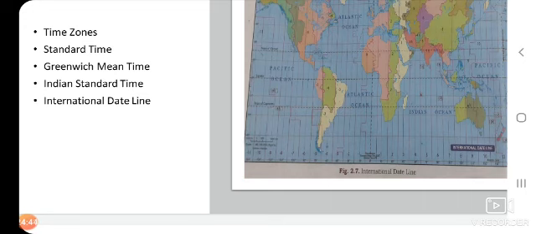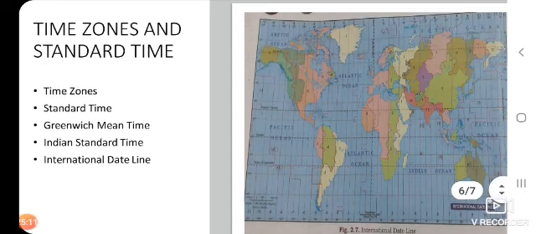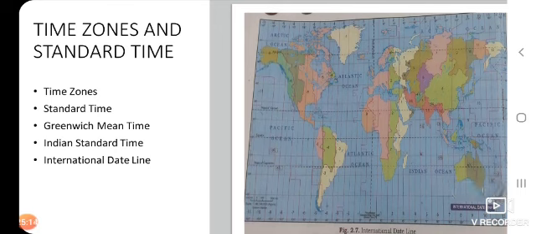or the calendar is fixed 1 day ahead. So this is how the international date is calculated. And children, to avoid the confusion of having different dates within the same country, the date line bends and goes zigzag at the Bering Strait between Siberia and Alaska, and at Fiji, Tonga, New Zealand, and some other islands. So, children, these are about the time zones, the standard time, the Greenwich Mean Time, the Indian Standard Time, and the international dateline.